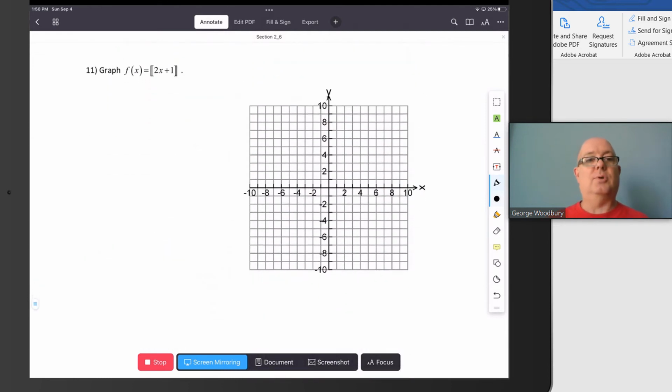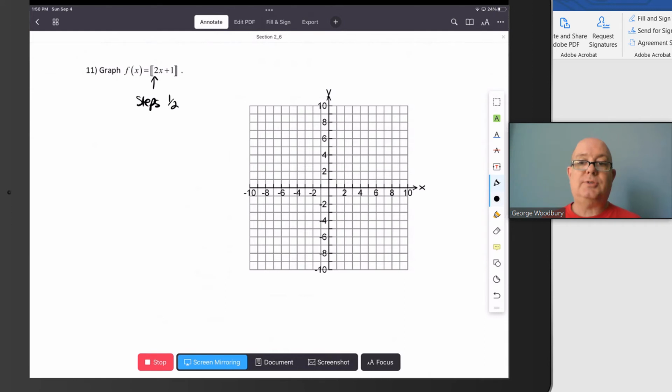Let's take a look at this one. f of x equals the greatest integer function of 2x plus 1. And so what we want to think about is, okay, we know that the function steps up when we get to the next integer. And so when I see the 2x plus 1, that's telling me that things are going to happen this time in steps of 1/2.